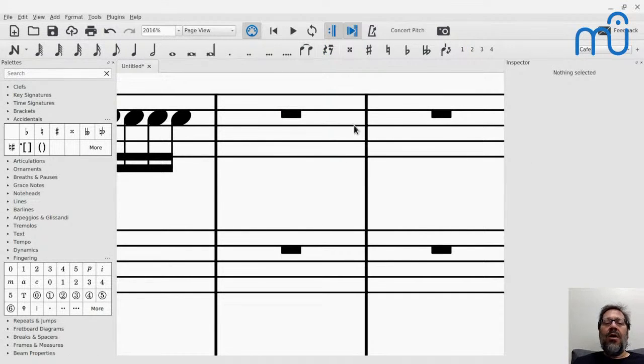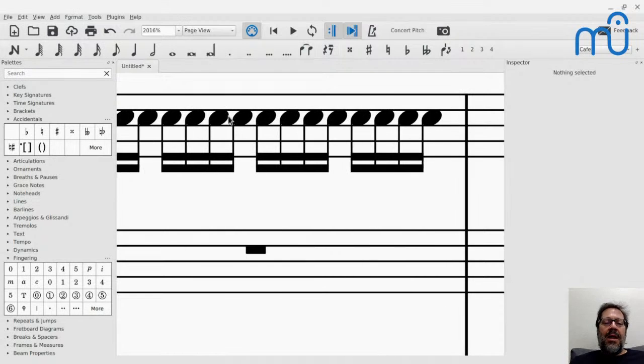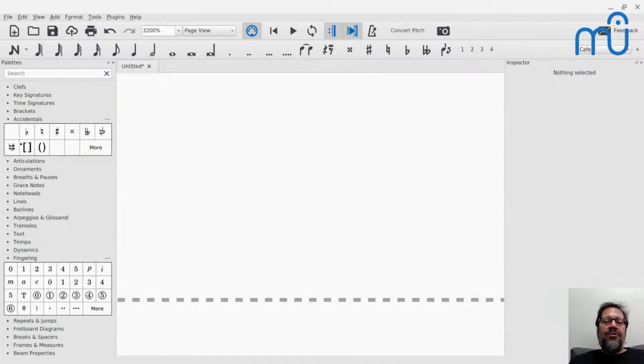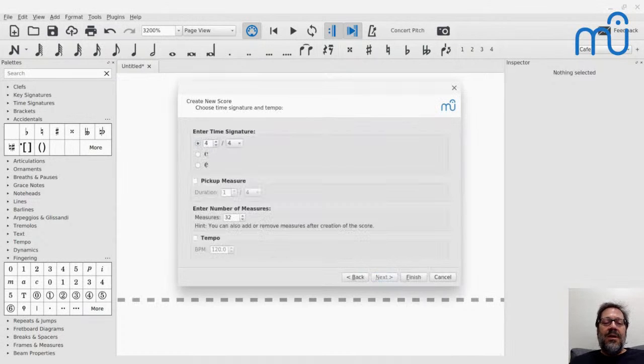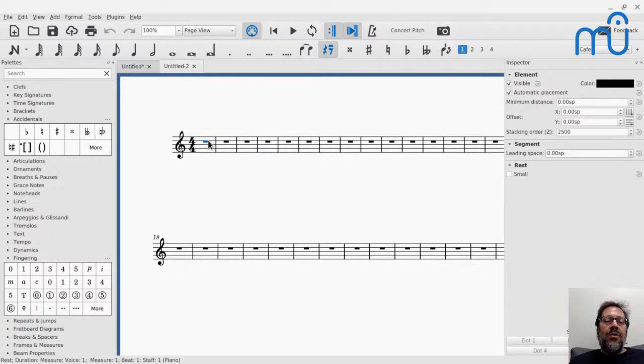Oh, stacking order. Oh, yeah, stacking order is a cool thing, and it does relate to the number thing. So let me just create a new score because that score is so crazy. Stacking order is the order in which things appear on top of each other. So what do I mean by that?